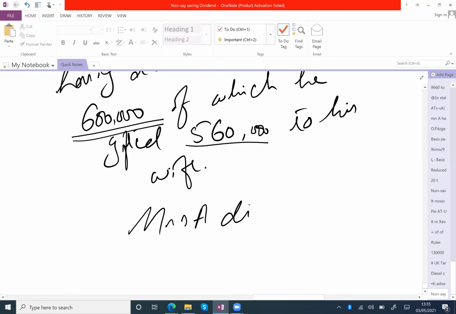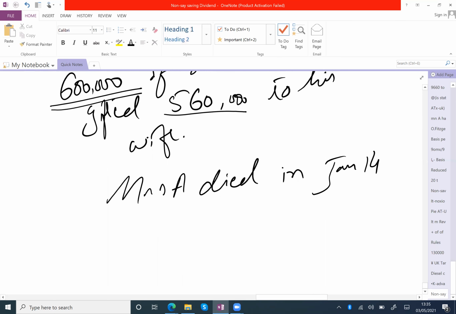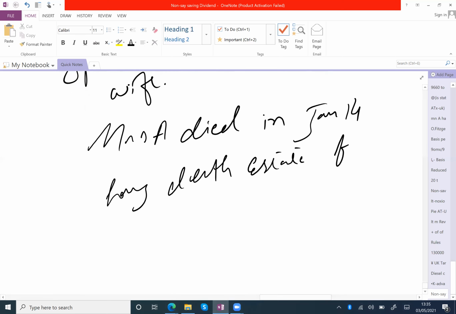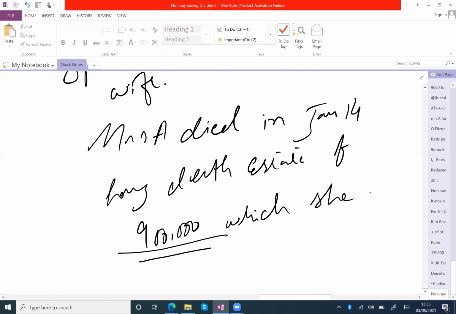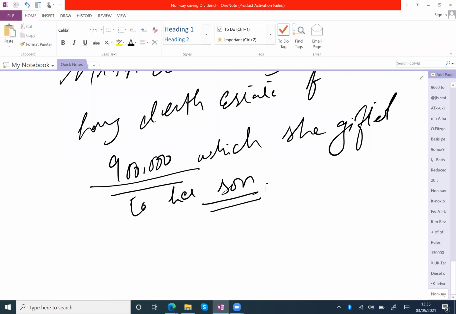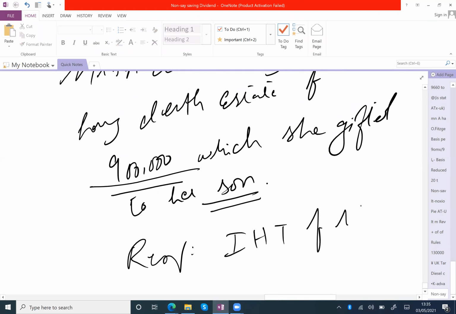Next paragraph. Now, Mrs. A died in January 2014 having a death estate of £900,000, which she gifted to her son. And you know, the son is a chargeable party, so all the death estate is chargeable. Now the requirement is to calculate the IHT of Mrs. A.